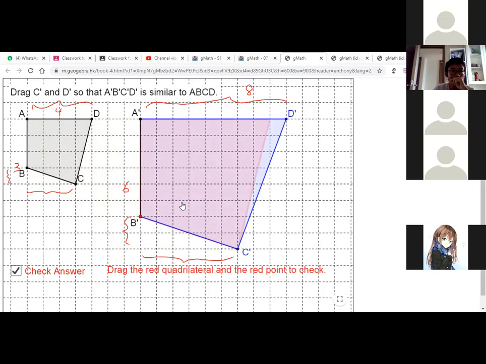Oh, I got a wrong answer because I counted it wrongly, because D prime, this is not 8, this is 9 units. Okay, but I think you can do it well because you are young. You can count 8 units easily, but I cannot.